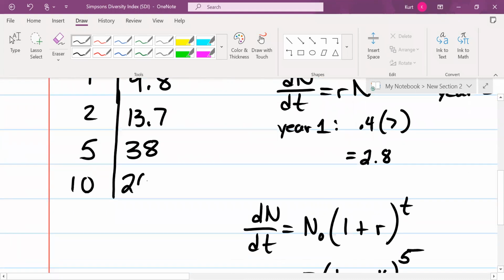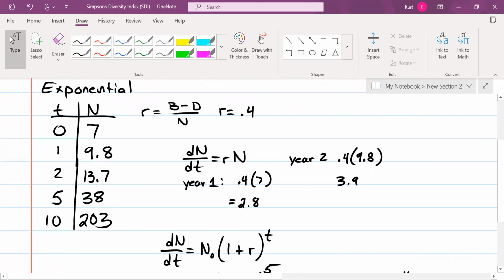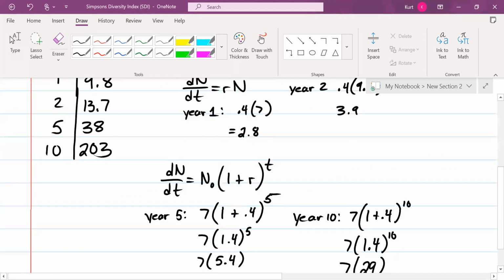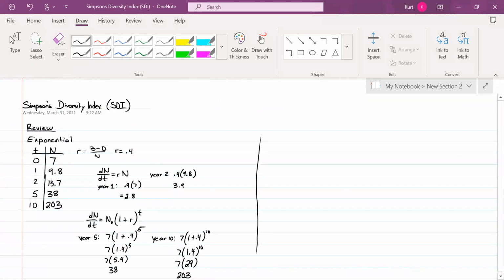If you got 202, there might have just been some minor rounding differences, but 203 to 202, it's not that big a difference. All right, so there is our population. What I would like you to do now is graph your results. So let's make a graph.